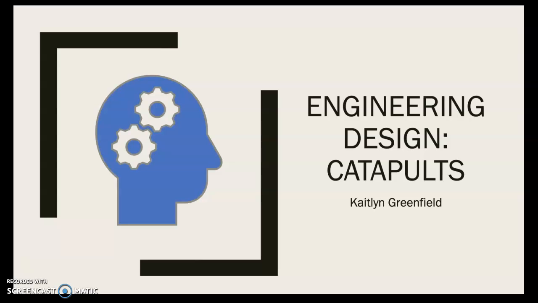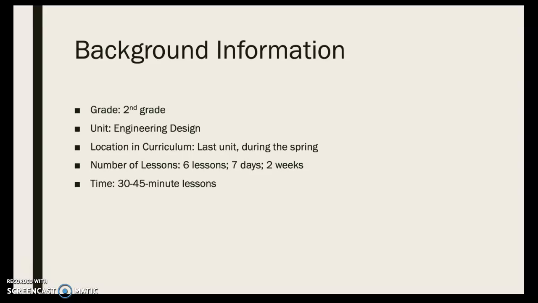Hey guys, so this is my unit plan for Education 361. I intend for it to be second grade. It is my engineering design unit, so I plan to have it at the end of the year, which will be about springtime. I have 6 lessons over 7 days because I anticipate that one of the lessons will have 2 parts to it, and I want to spread this out over 2 weeks. And each lesson will be about 30 to 45 minutes.